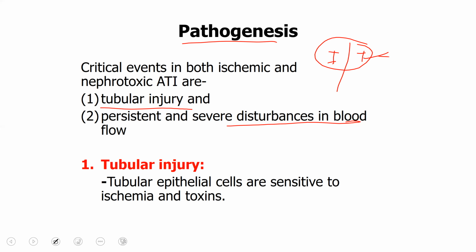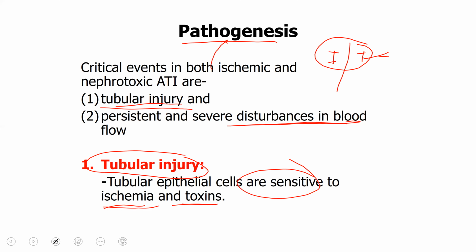As I've discussed, there can be tubular injury, and there can be severe disturbance in the blood flow, and that lies in the pathogenesis of acute kidney injury. As we know, tubular injury can happen due to toxin, and it can happen due to ischemia, because these tubules are very sensitive to toxin and ischemia.